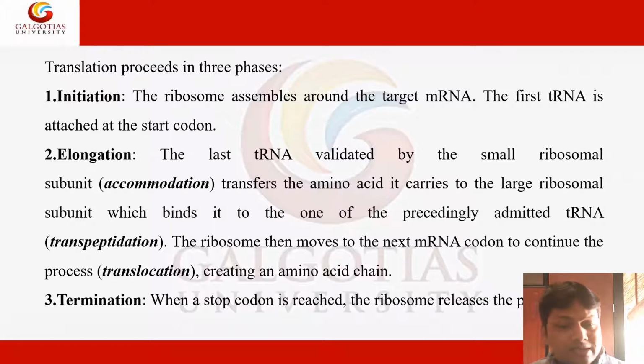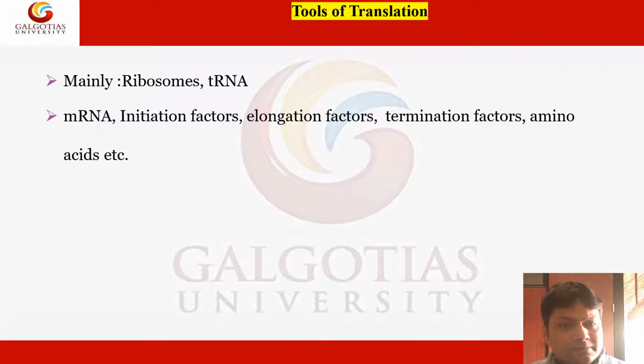That process is known as transpeptidation. The ribosome then moves to the next mRNA codon and continues this process, which is known as translocation, and by this process it creates the amino acid chain. Now the termination: when the stop codon is reached, the ribosome releases the peptide chain and the whole process comes to a stop.